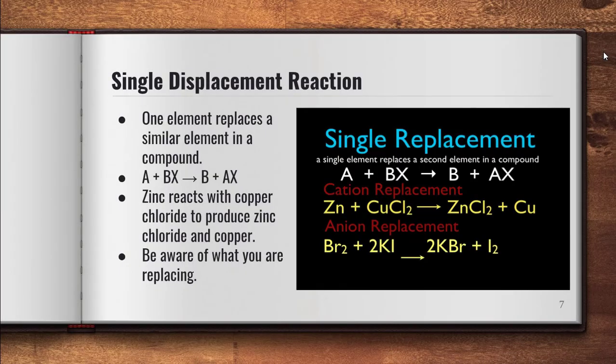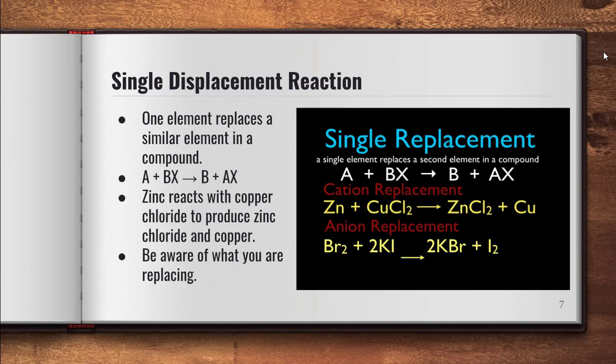In a single displacement reaction, one element replaces a similar element in a compound. So for example, A plus BX. In this instance, the A swaps with the B. So A plus BX now becomes B plus AX. So the A just simply swaps with the B. Zinc reacts with copper chloride in this example to produce zinc chloride and copper.